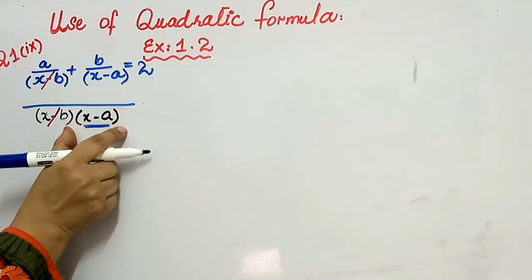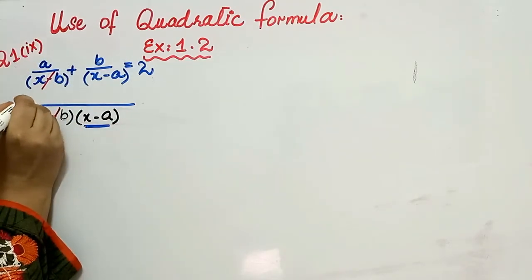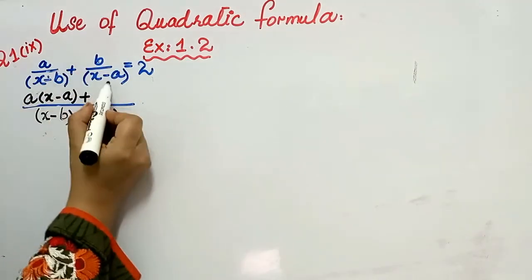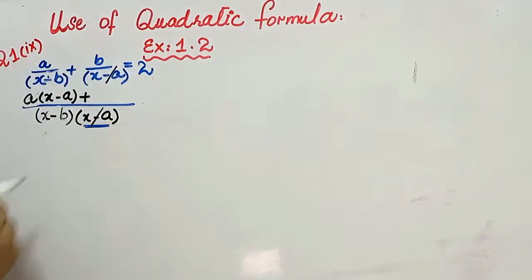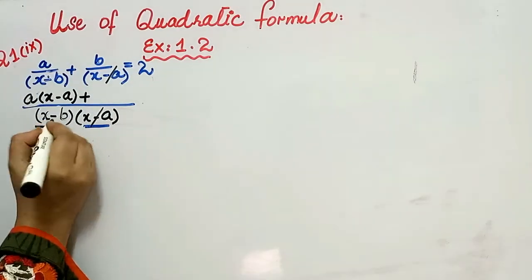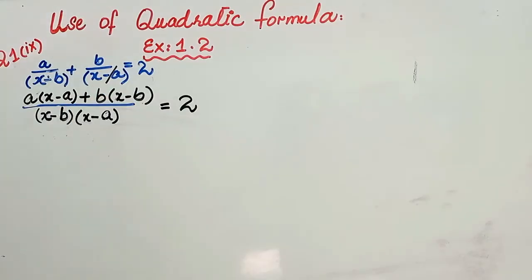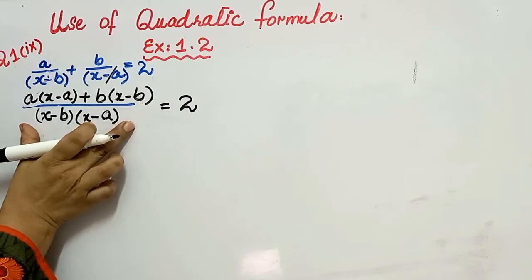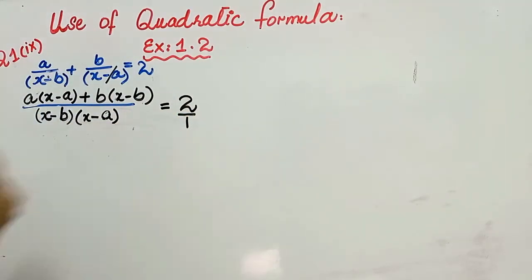What is the remaining? Remaining is x minus a, that will be multiplied by a. So now it's the time to solve this term. Here the same will be cancelled out. Fine. What is the remaining one? This is x minus b into b. There is a single numerator and single denominator, so we can apply cross multiplication over there.